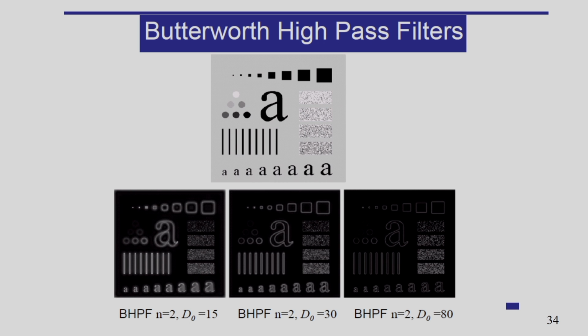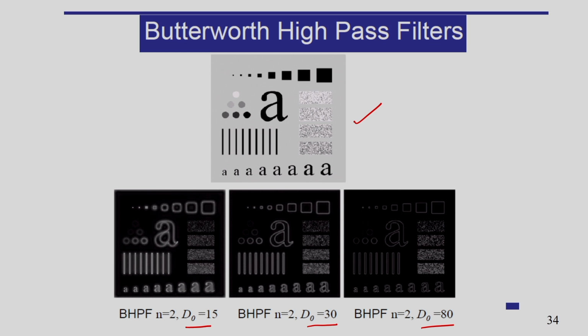Corresponding to the Butterworth high pass filter you can see the output. First one is the input image, the next one is the Butterworth filter, order is 2, but D naught is 15. So corresponding to D naught 15 you can see ringing artifacts, but if I increase D naught to 30 or D naught to 80, then the ringing artifacts will be less.